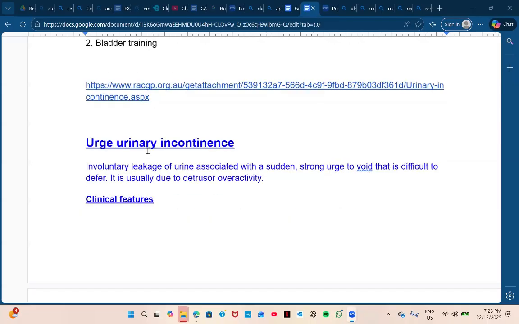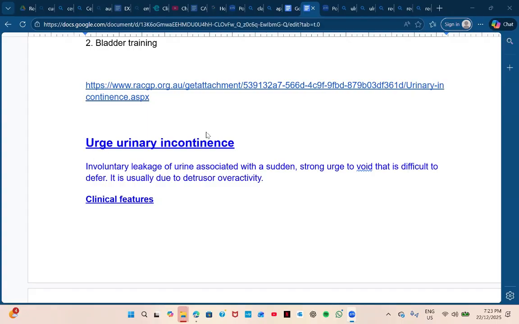So we all know urge. There are different types of incontinence: urge, stress, mixed. So here the urge one is involuntary leakage due to detrusor muscle overreactivity. With detrusor muscle overreactivity, the patient can have involuntary leakage of urine.